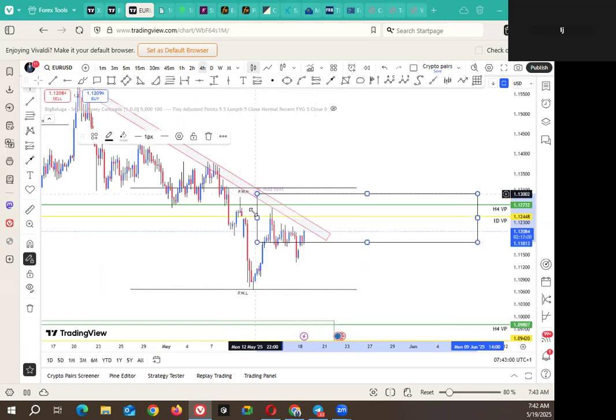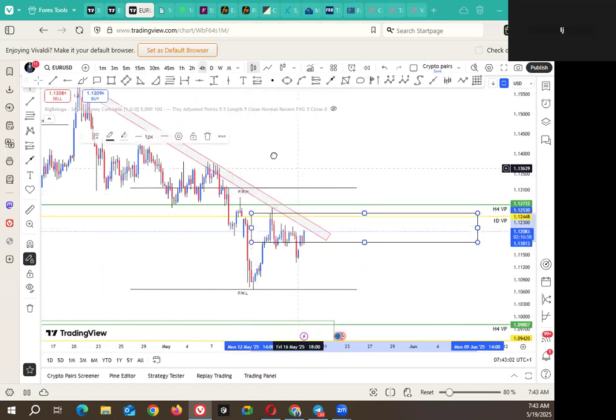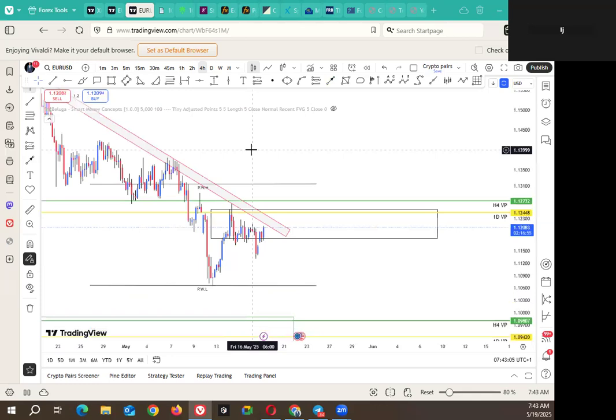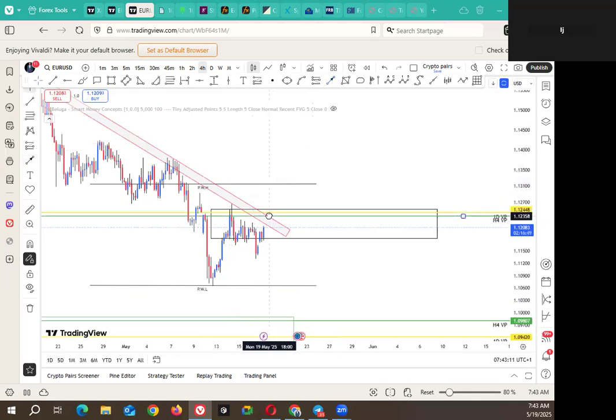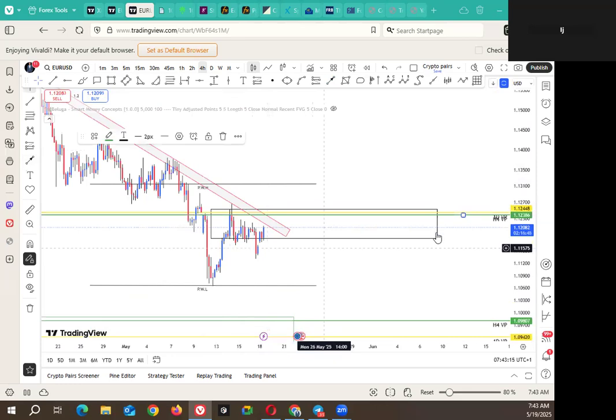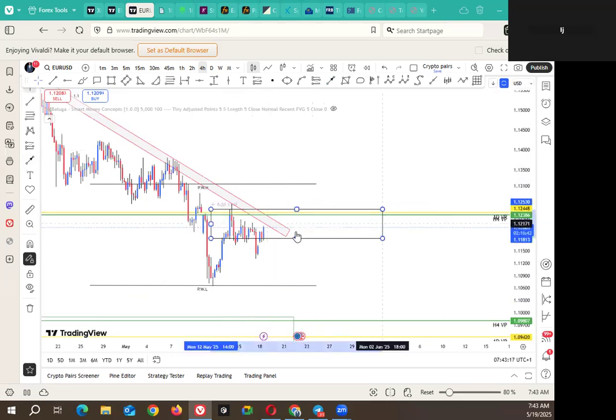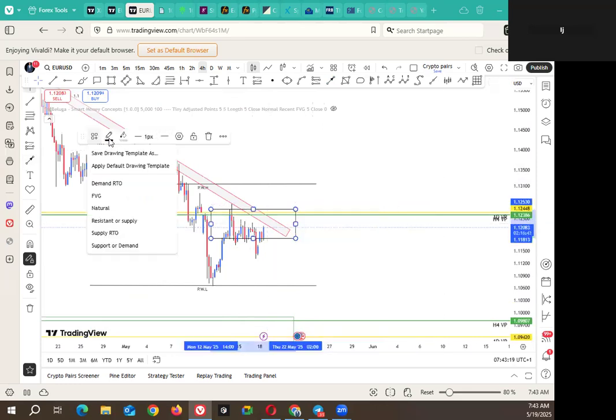This candle over here. So this is the 4 hours supply zone over here, this particular candle here. So let's adjust this down over here. So for Euro USD, I see two things right now.